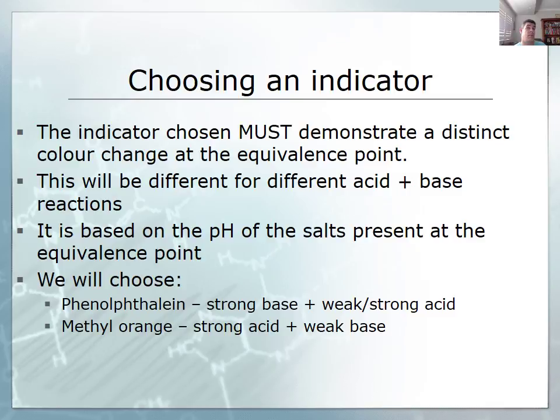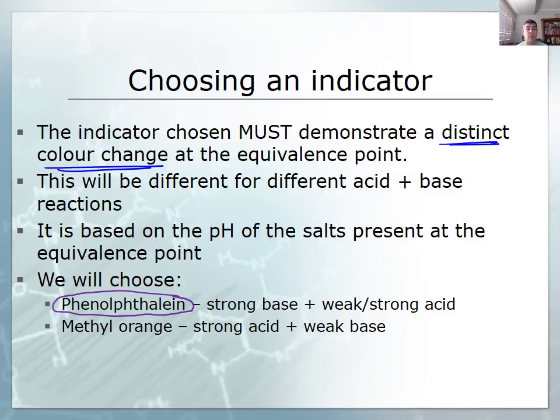So one of the things that you may be asked to do is to select an appropriate indicator for each of the titrations that you carry out. Now the important thing about the indicator is that it has to demonstrate a distinct color change. We have to have a really clear difference in color once that equivalence point is reached. So one of the most common ones that we use is phenolphthalein.